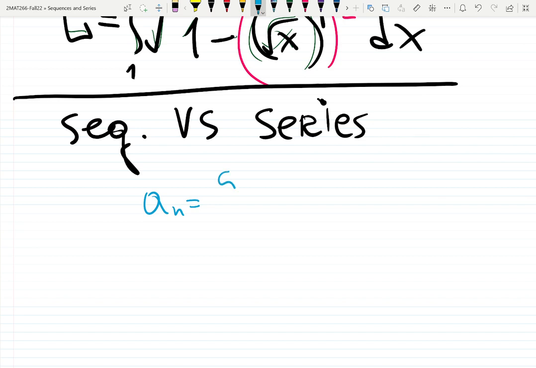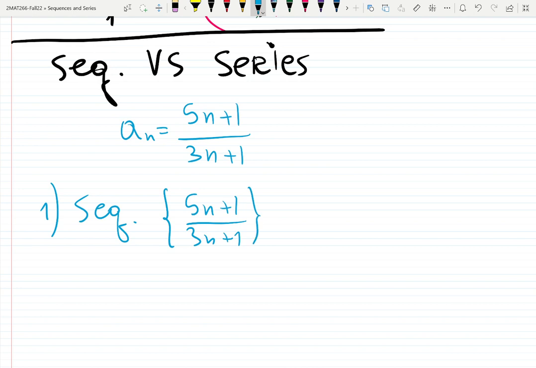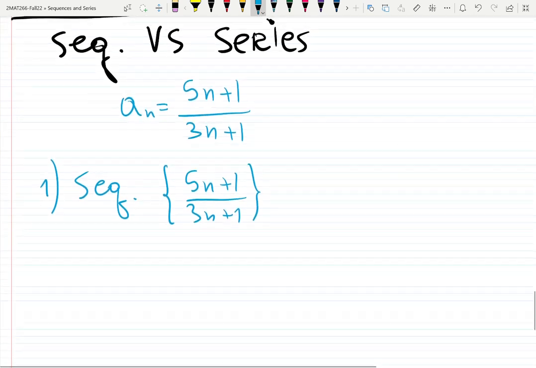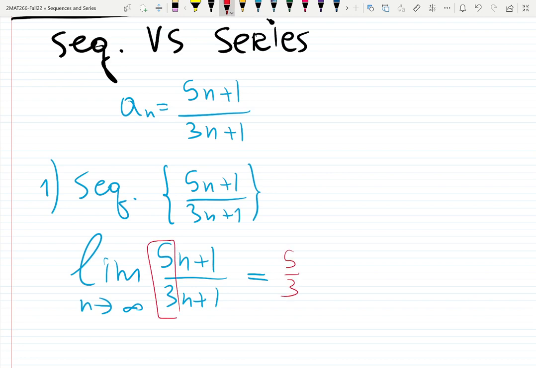For a sequence, I give you a sub n equals 5n plus 1 over 3n plus 1. Does the sequence converge or diverge? The sequence looks like 5n plus 1 over 3n plus 1. Converges or diverges, what do you think? Usually it's multiple choice questions because there's nothing to write here. You take the limit. You take the limit for both, actually. Why not? For sequence and series. And you get the answer. What's the answer? 5/3. For the sequence, that's the answer.